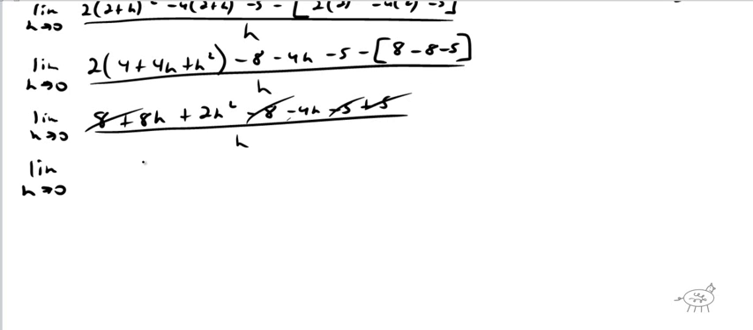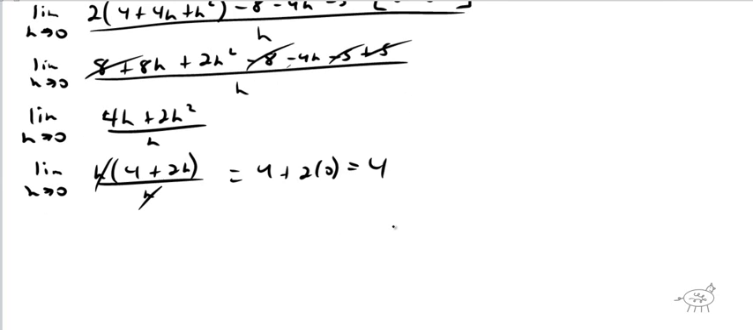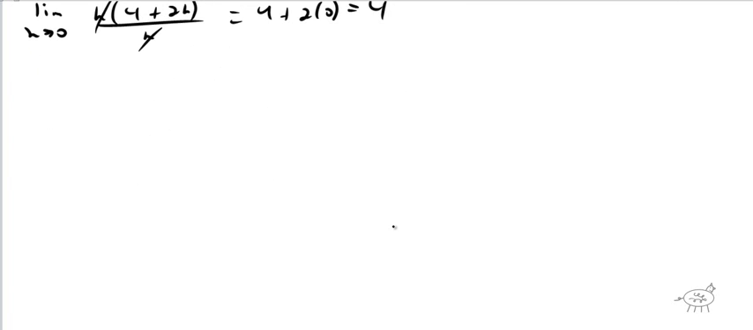So I can combine stuff together here, and I get 4h plus 2h squared over h. And that's the limit as h approaches 0. So I'm just going to factor out an h here. So you get 4 plus 2h over h. They cancel. I can do direct substitution. So 4 plus 2 times 0 is 4. Okay? And I don't think there's enough room, so I'm going to actually just do it underneath here.